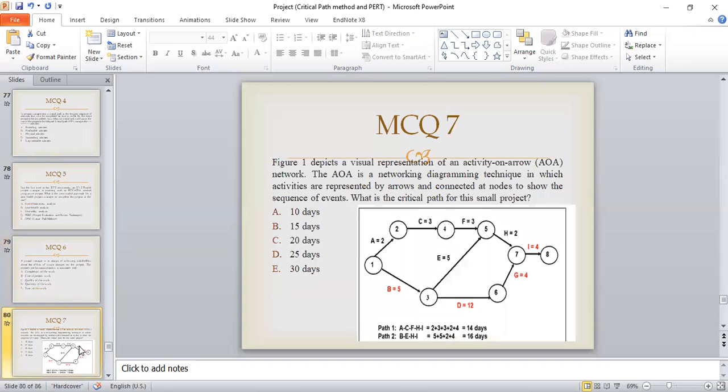MCQ 7. Figure 1 depicts a visual representation of an activity on arrow network. The activity on arrow network is that networking diagram technique in which activities are represented by arrows connecting at nodes to show the sequence of events in the ABC health project. What is the critical path for this small project in this case? Alpha, 10 days; beta, 15 days; C, 20 days; delta, 25 days; E, 30 days. What will be the critical path for this small project?